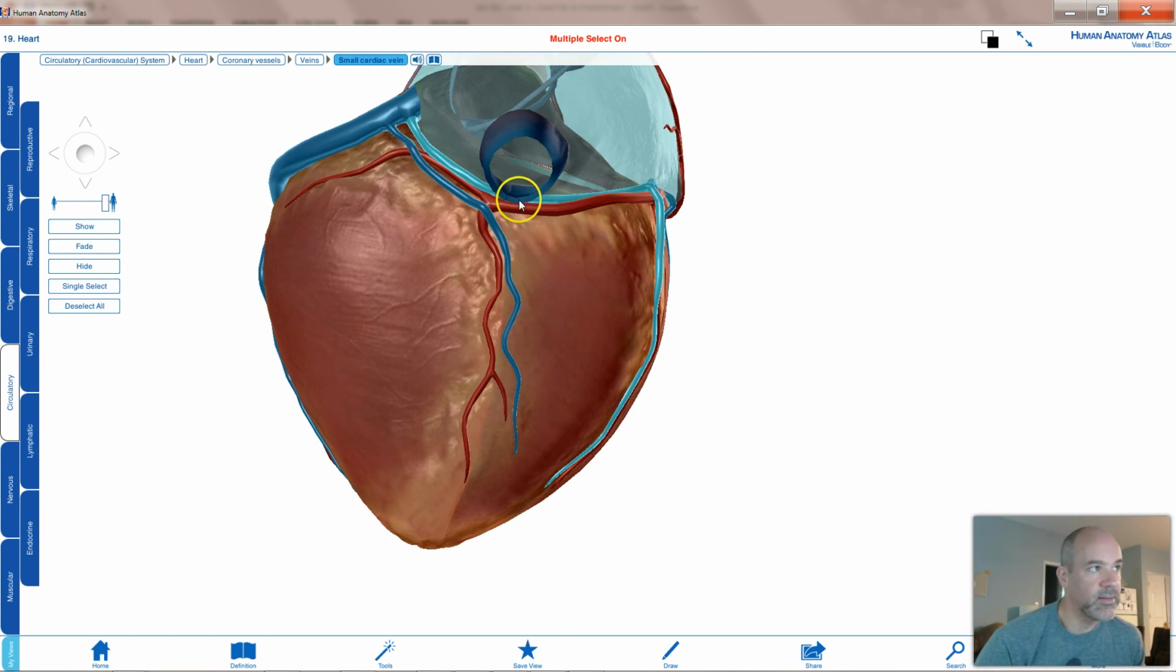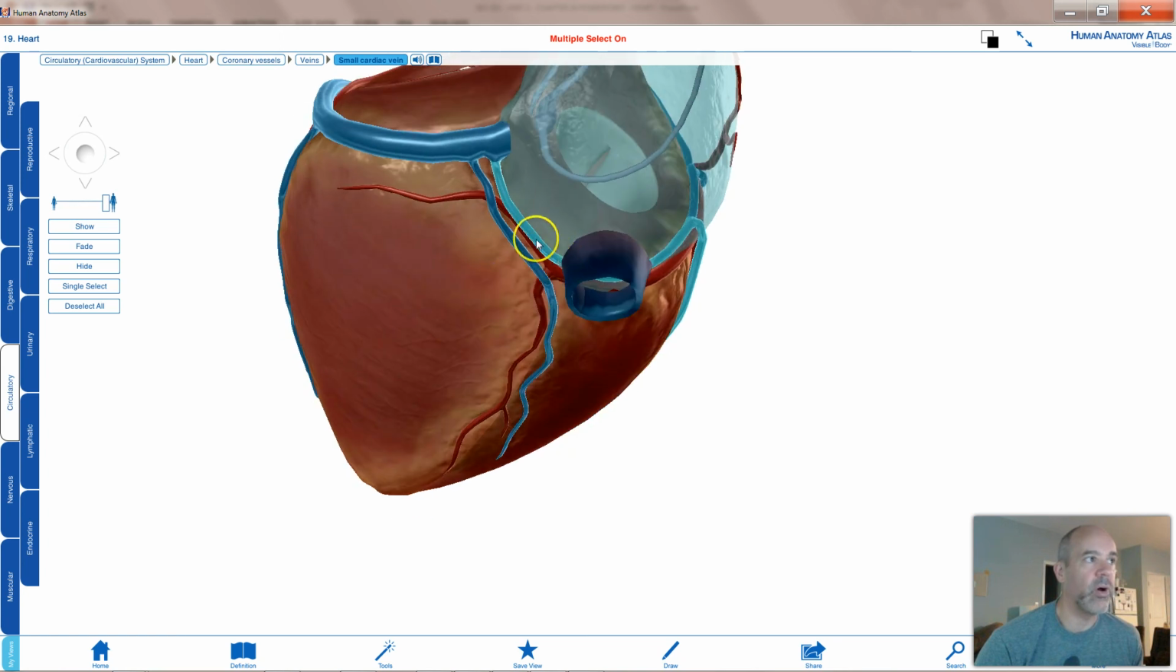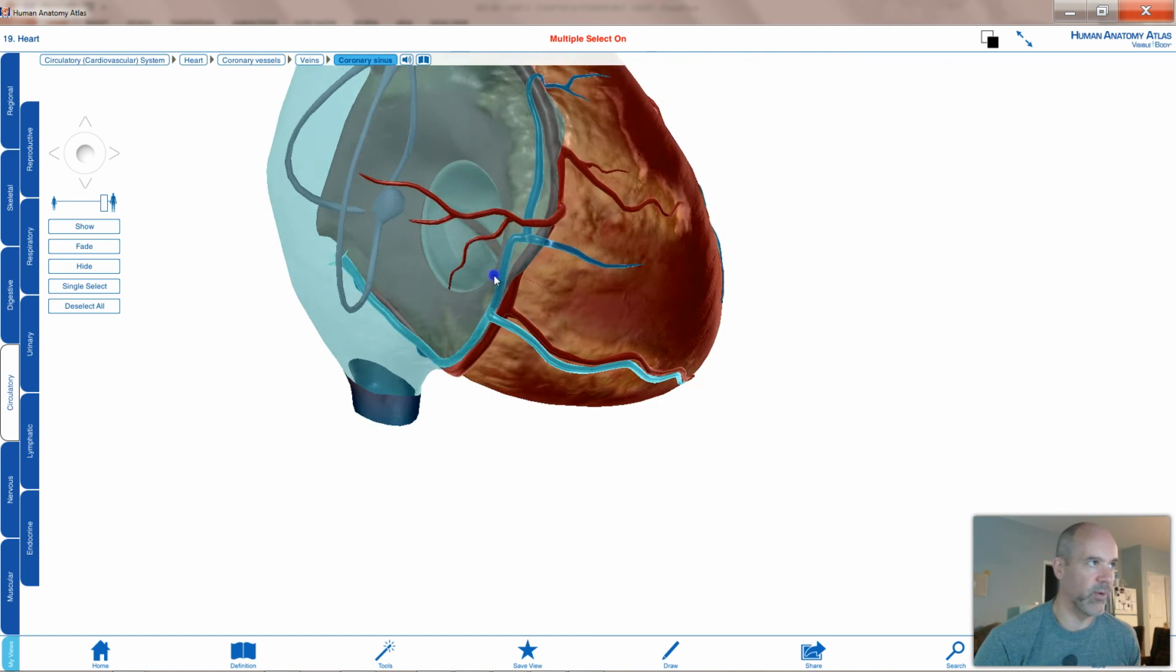And they pass next to the inferior vena cava right there. And this is still small cardiac vein. It's actually not all that small, but it is also carrying deoxygenated blood over here to the coronary sinus. And the coronary sinus is going to dump that blood into your right atrium that you see over here.